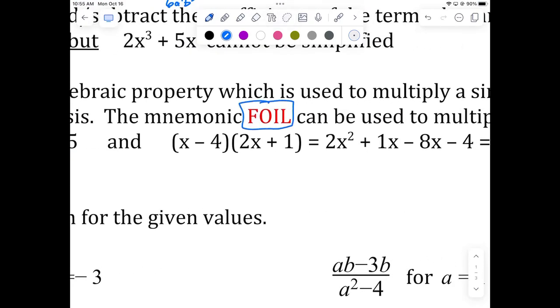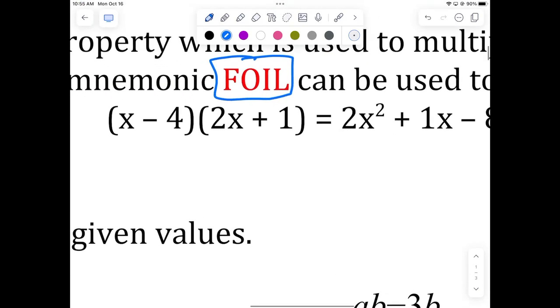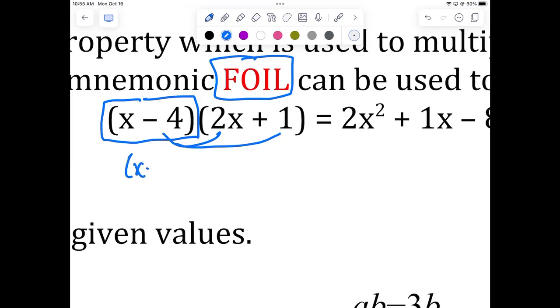FOIL is really a mnemonic for a quick distributive property. Because here's what the distributive property would look like. Watch this. I would take the x minus 4 and I would distribute it through. So that gives you x minus 4 times 2x plus x minus 4 times 1. Okay, that would be if I distributed the x minus 4 to both terms. And then I'd have to redistribute by distributing the 2x and by distributing the 1. We don't think of that in the terms. We don't really expand it that way, although we could.